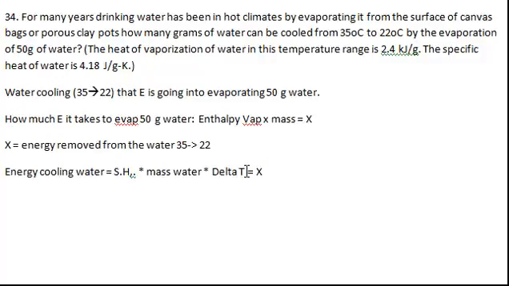So we know what delta T is, because we're going from 35 to 22, so delta T is 13. We know what the specific heat of the water is, because we're told that's 4.184. We know what X is because we figured that out from before, and so what we were being asked for is simply to solve for the mass of water. Hopefully that makes sense.